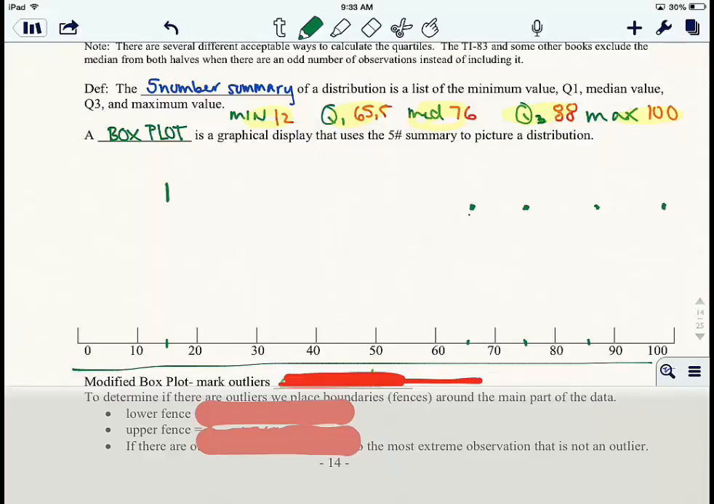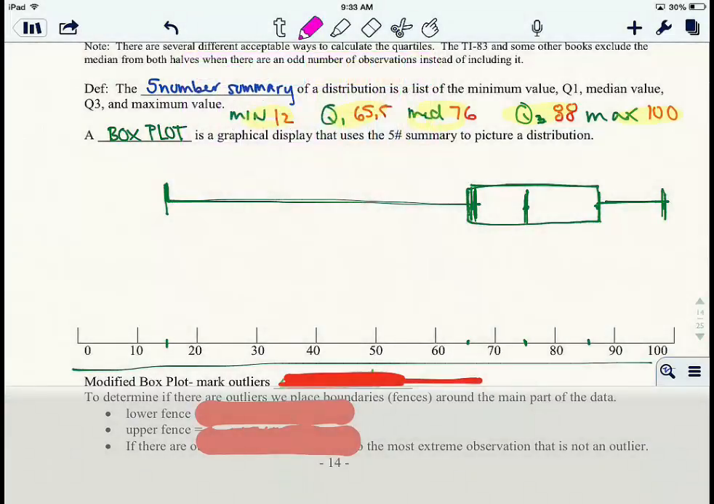I also have 65 and a half, 76, 88, and 100. And I make a box around the middle 50% and connect to the min and the max with the line. This is a box plot. What's interesting about a box plot is this is the interquartile range, the middle 50% of the data.